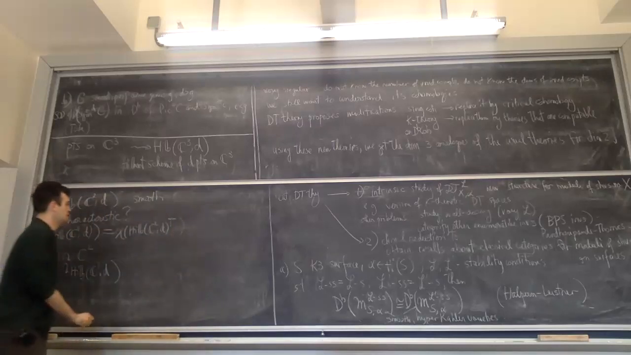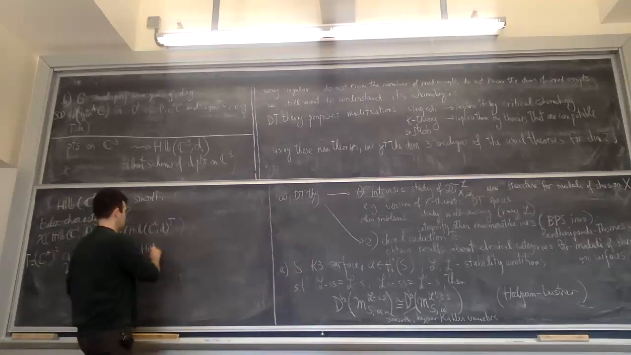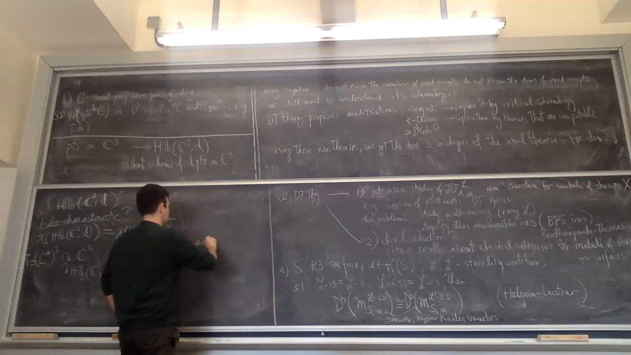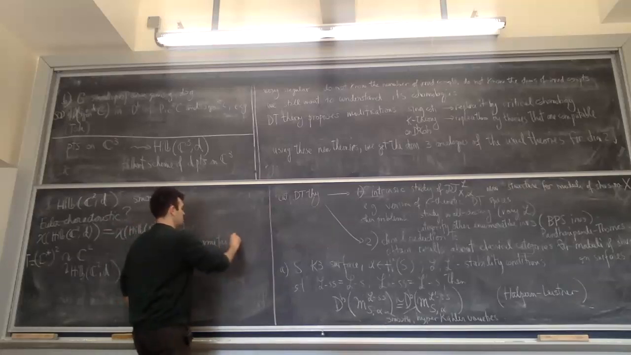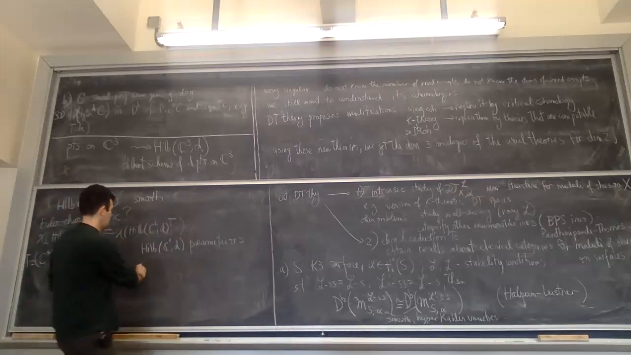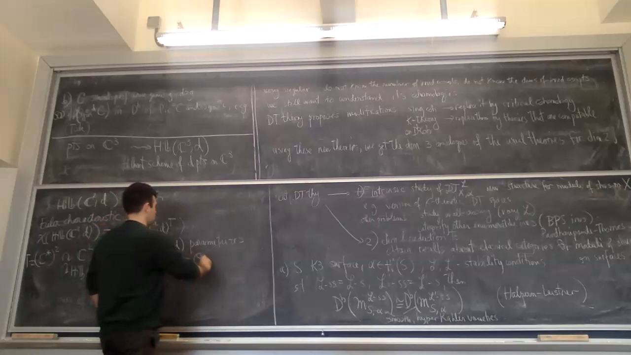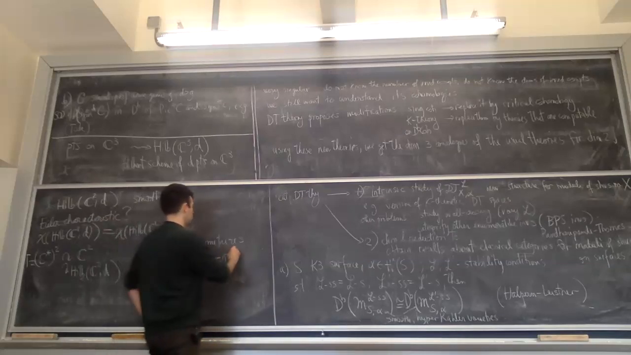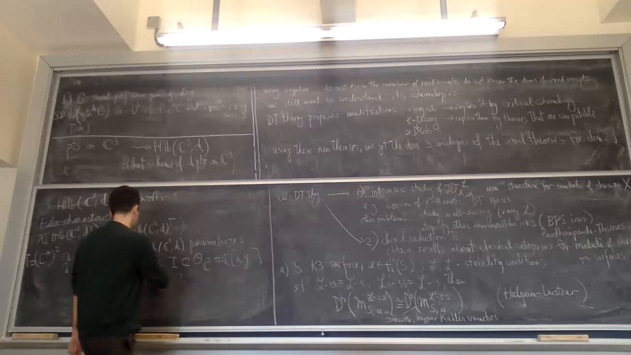So now Hilb C2 D is the Hilbert scheme of D points. It parameterizes ideals I inside the structure sheaf of C2. So these are polynomials in two variables of co-length D.